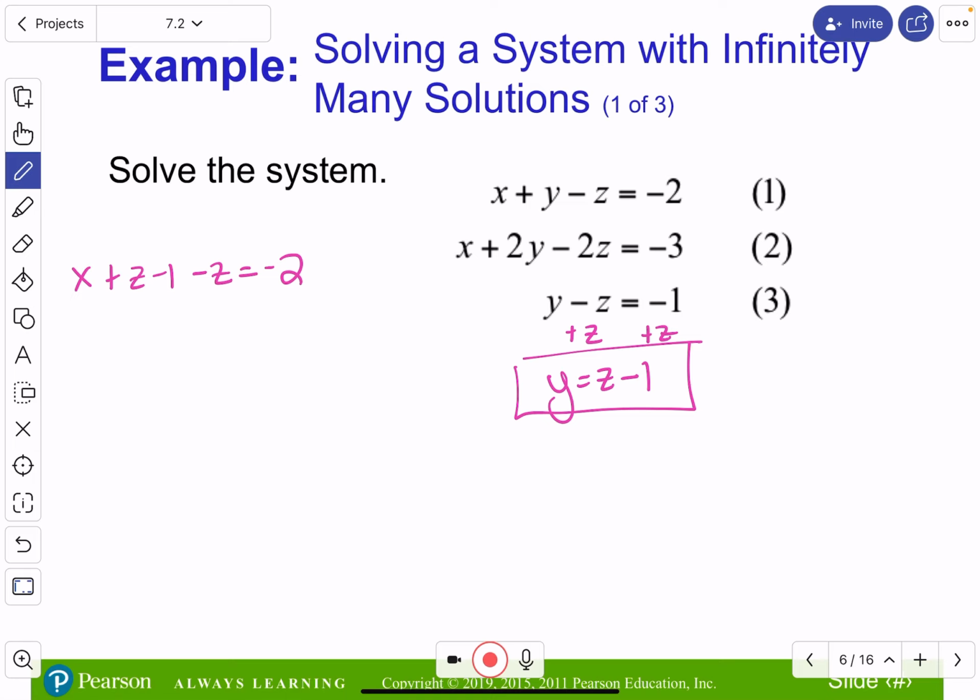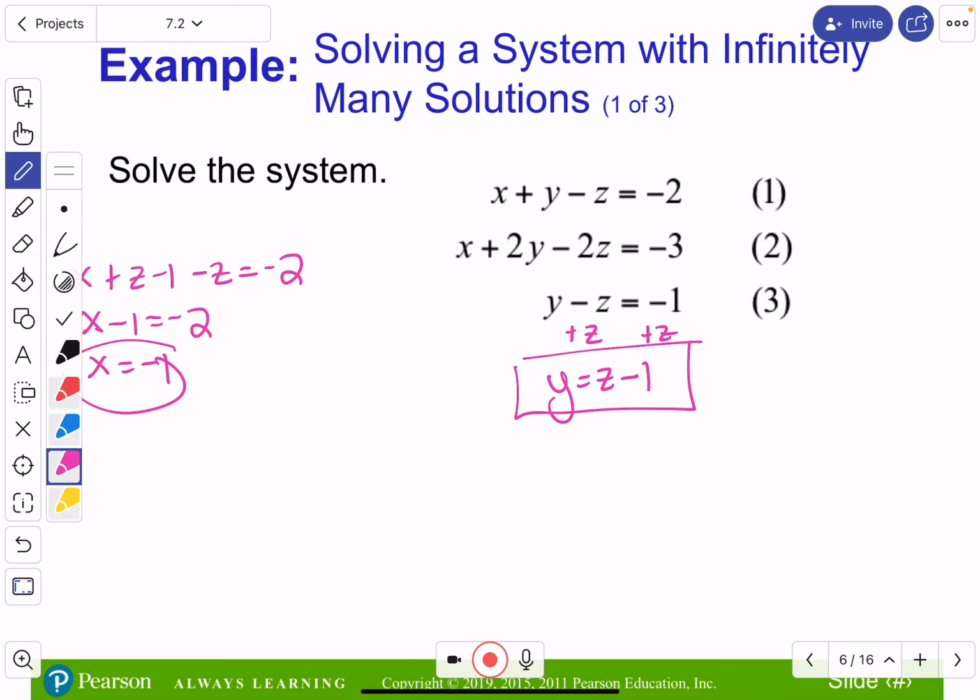So I'm going to solve x in terms of z, maybe. See what we get. Z minus z is 0. So we end up with this. X, add 1 to both sides. X equals negative 1. So now we have a negative 1 and a y, and it's in terms of z. So let's see what we've got. Our x is negative 1. Our y is z minus 1. And our z is z. So there's our solution for that one.